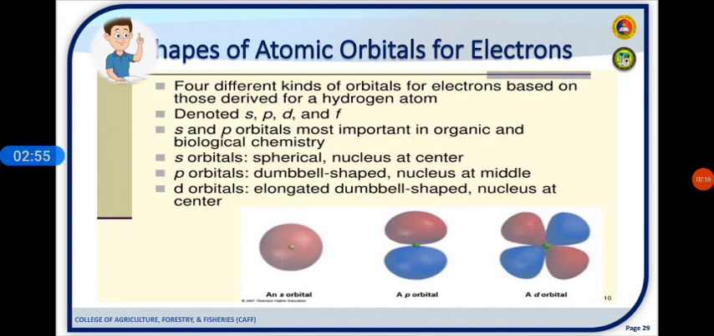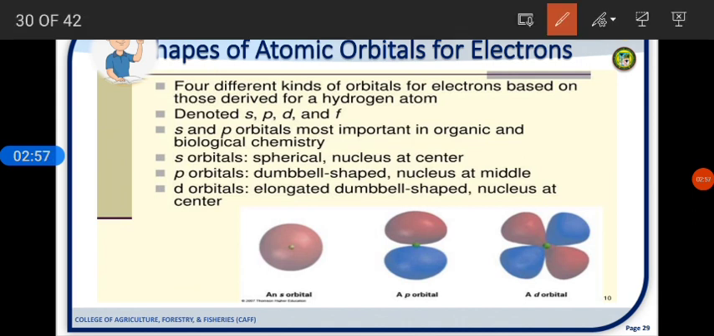s and p orbitals are the most important in organic and biological chemistry. So for the s orbitals, the shape is spherical. So look at that one. The shape is spherical, and the nucleus is at the center. For the p orbital, look at that one. The shape is like a dumbbell, and the nucleus is at the middle.